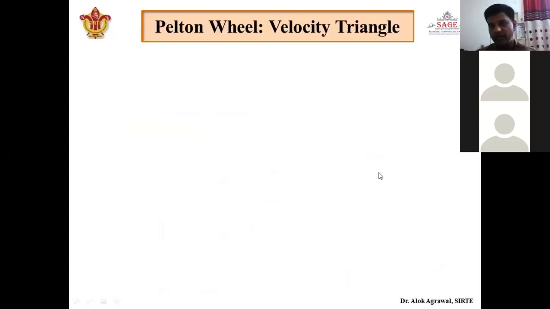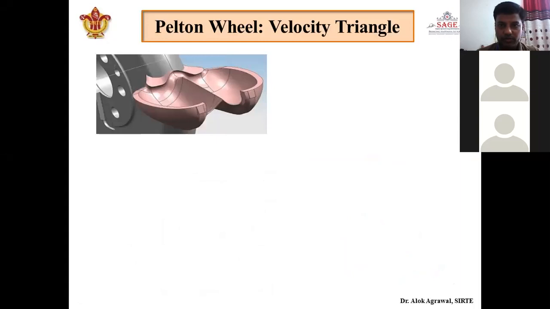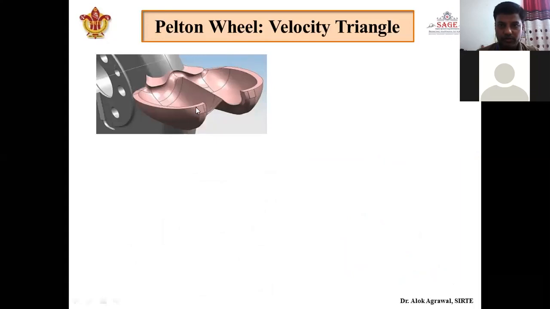Next is velocity triangle. What is velocity triangle, that we have already seen in unit 2? It will be similar to that. So before going to the velocity triangle, we must know what the design is. What is the design of this Pelton wheel bucket?